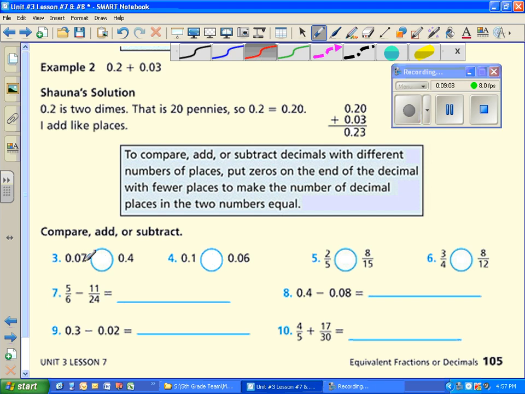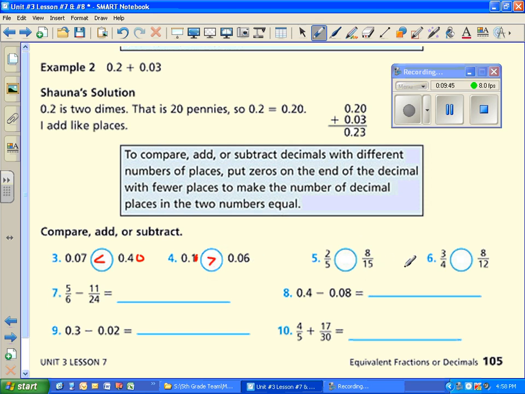Again, 7/100, 4/10, or 40/100 if you add a 0. 40/100 is larger than 7/100, so 4/10 is larger than 7/100. Same thing with number 4. Copy it down. 0.1 greater than, less than, or equal to 0.06. 6/100, 10/100, or 1/10, excuse me. Or you could have a 0 here. Again, 1/10 is larger than 6/100.